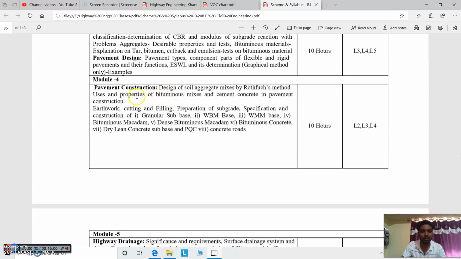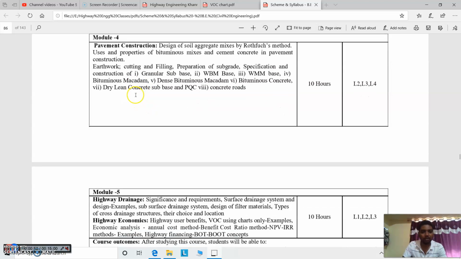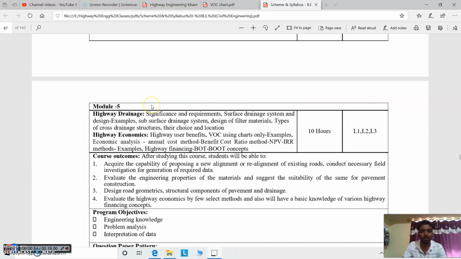Apart from this first part, I have also shared the earthwork, that means equipment involved in the cutting and filling and preparation of subgrade. The particular content of these notes is also shared in your Google Classroom. Just go through it, and then we are left with module number 5.